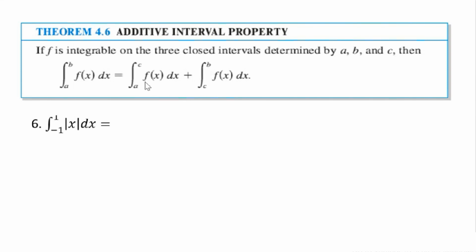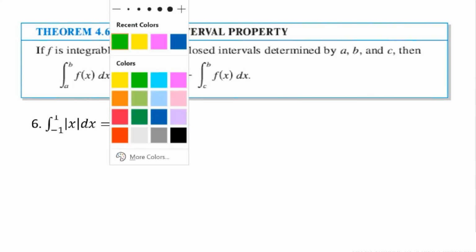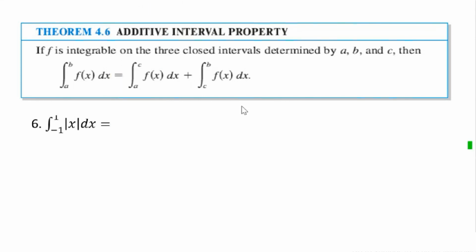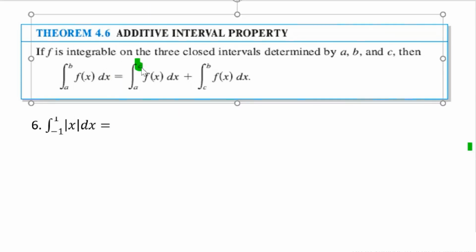So take note of this, class. If we are dealing with the three closed intervals, one of the intervals must be written in this form, so this is the upper limit, and the other one should be written as the lower limit. Algebraically, this will be cancelled, that's why it will go back to a to b.